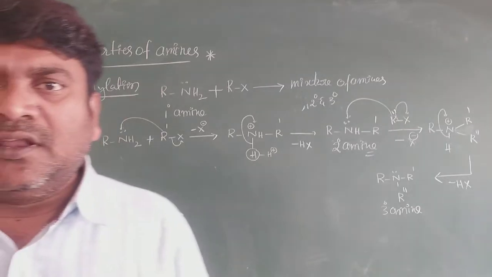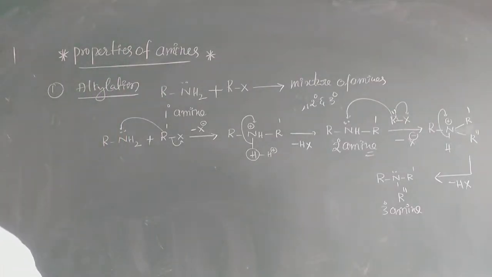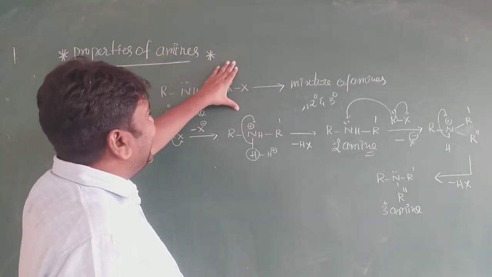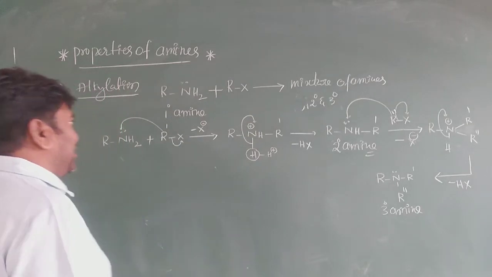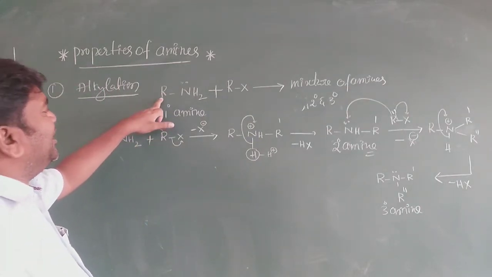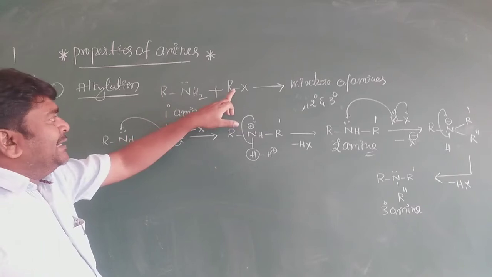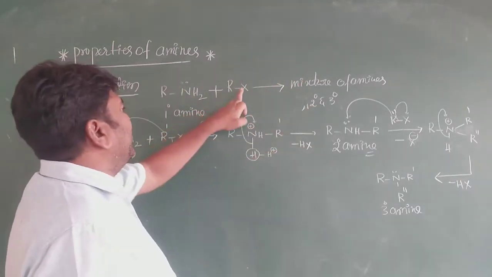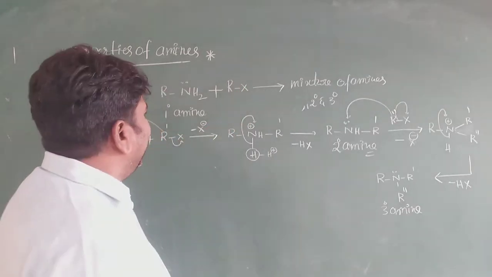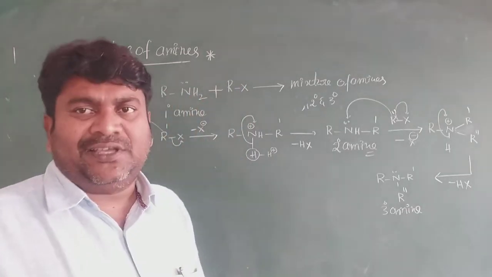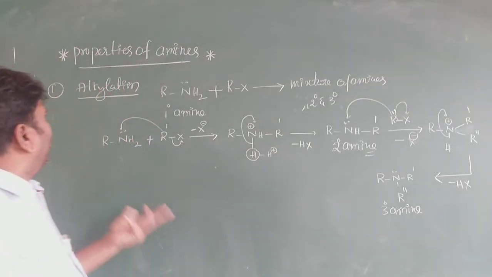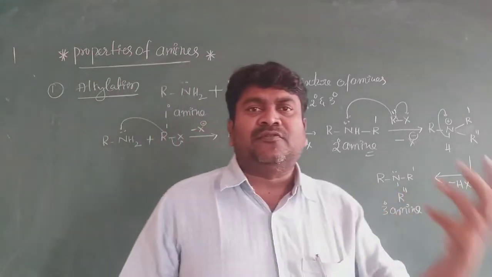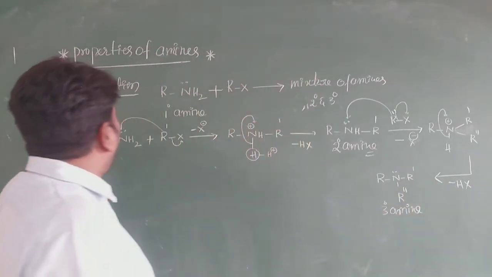Once again, see all of you, that is alkylation. First, a primary amine reacts with RX, an alkyl halide. This is the generalized equation. Suppose you take methanamine and methyl chloride, CH3 and Cl. Same thing you will get. Instead of X, you put Cl. Instead of R, you put CH3. So like that, we prepare in alkylation. Secondary and tertiary amines are formed. So this is called alkylation.